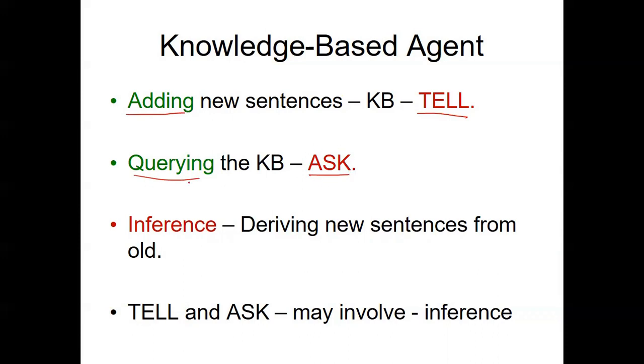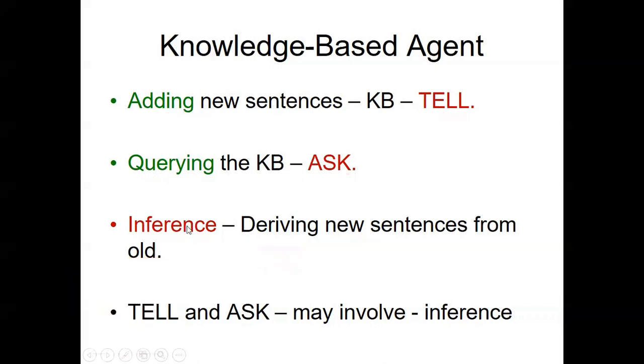The knowledge base, based on its sentences, will give some answer for whatever you ask. Right? And inference. What is inference? Inference is deriving new sentences from the old sentences. So basically, the agent is using the knowledge base, and the knowledge base contains many old sentences. From the old sentences, if the agent derives new sentences, then that is called inference.